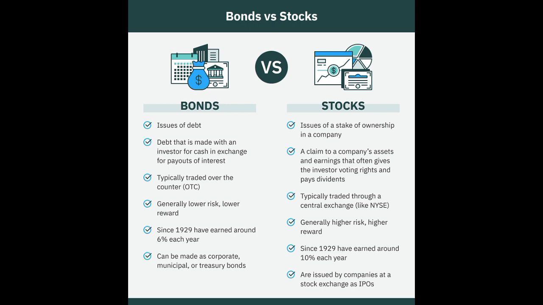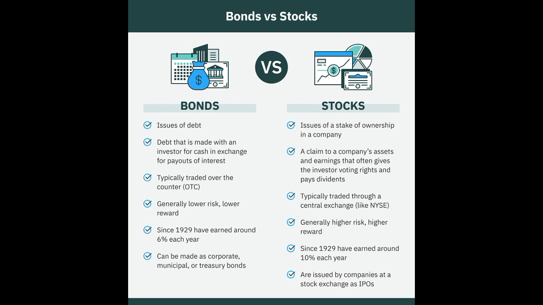So in our country right now, there are a lot of questions about what the differences are between bonds and stocks. Bonds are issues of debt, while stocks are issues of a stake of ownership in a company. Bonds are debt made with an investor for cash in exchange for payouts of interest, while stocks are a claim to a company's assets and earnings that often gives an investor voting rights and pays dividends.